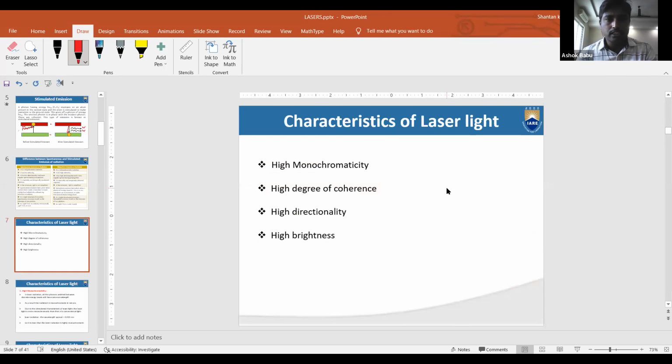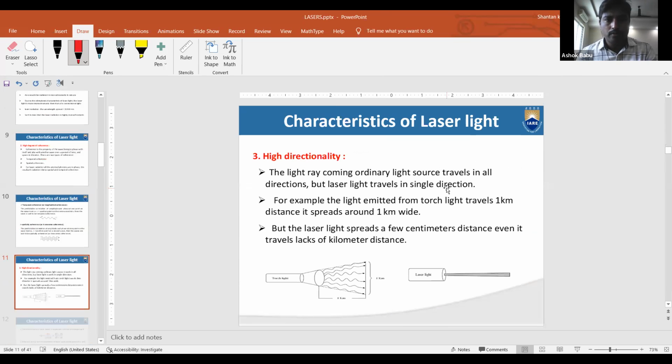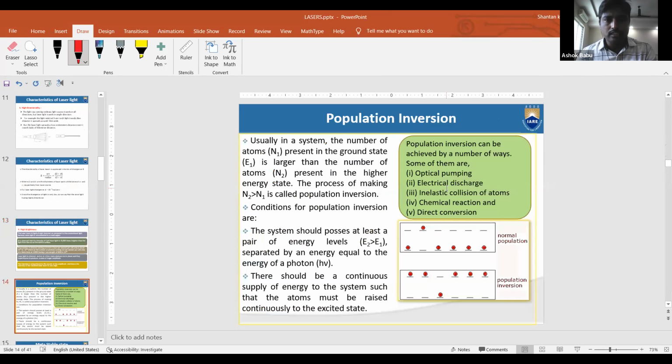And these are the differences. After the differences, we are going to discuss the characteristics. Now coming to the population, or some basic definitions involved in lasers.